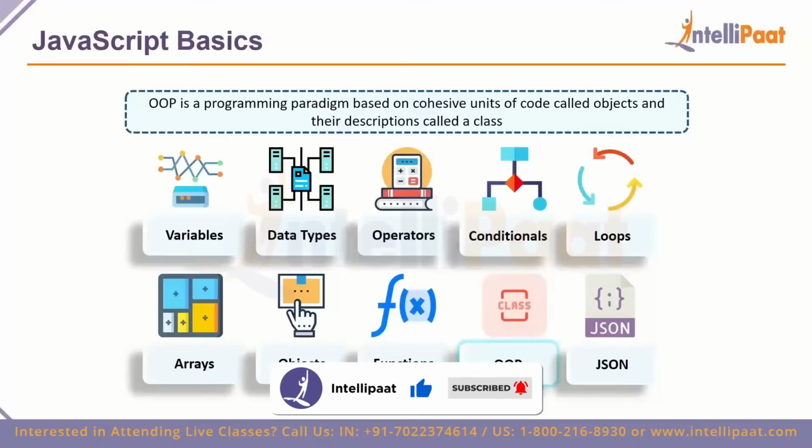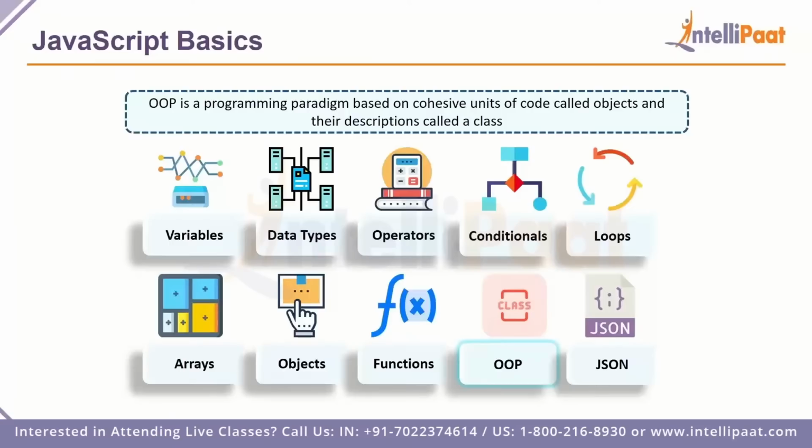Alright, so now let's take a look at object-oriented programming in JavaScript. Object-oriented programming is a programming paradigm based on the cohesive units of code called objects and the descriptions that are called classes. So a class is basically a blueprint in which we describe the kind of data we want, the kind of functions we want, and what the class's name is, what the entity is supposed to do.